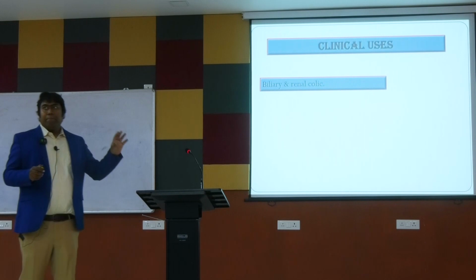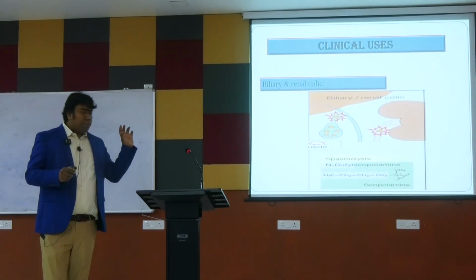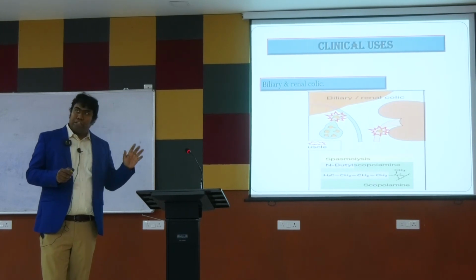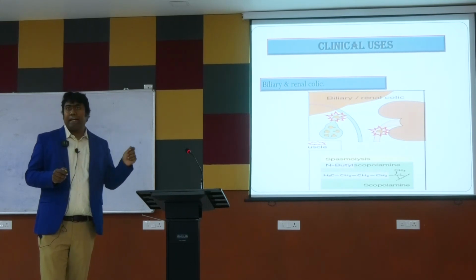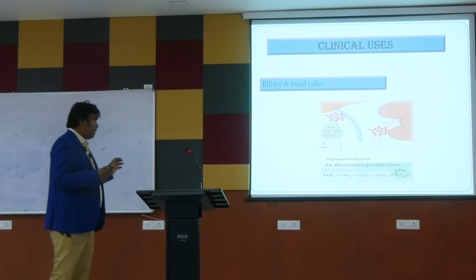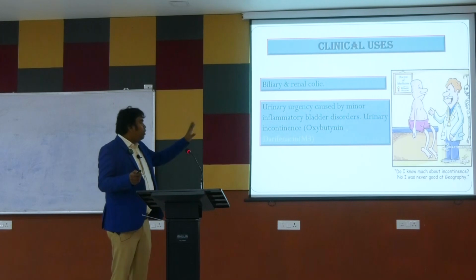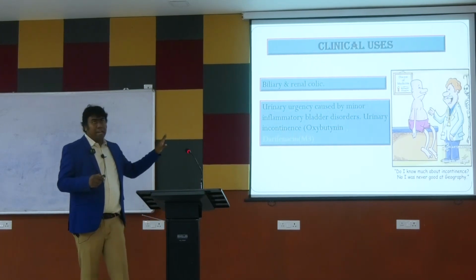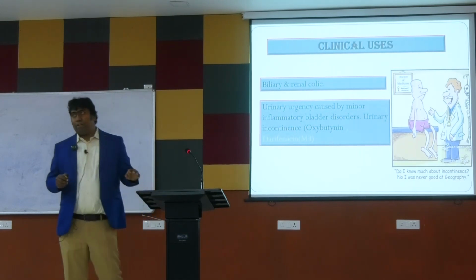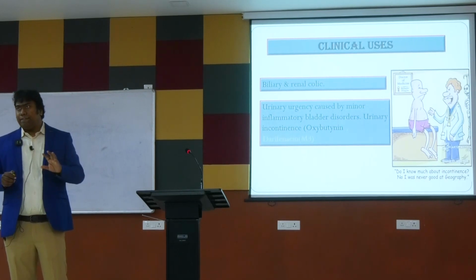Next is renal and biliary colic. For relaxation and spasmolysis, an atropine substitute can be given in gallbladder calculus and renal calculi, if there is colic in biliary or renal. In case of urinary urgency and incontinence, oxybutynin and darifenacin are given. Oxybutynin and darifenacin are given in urinary hesitancy.